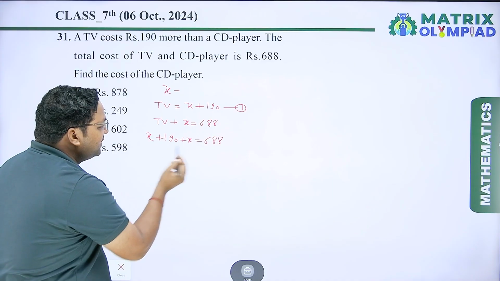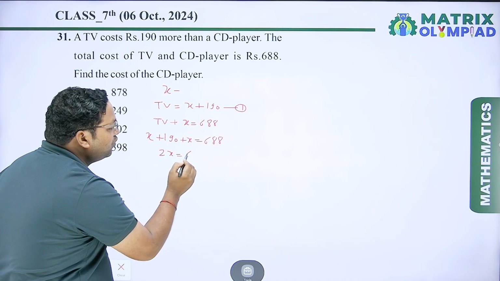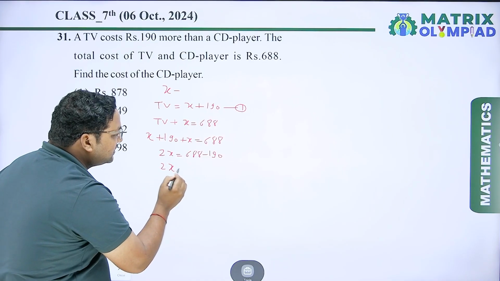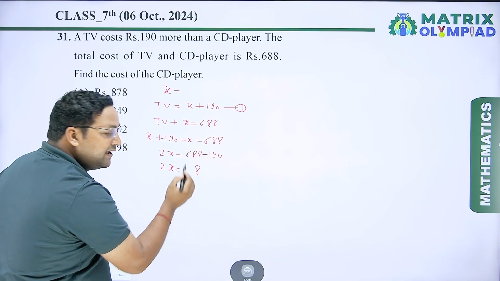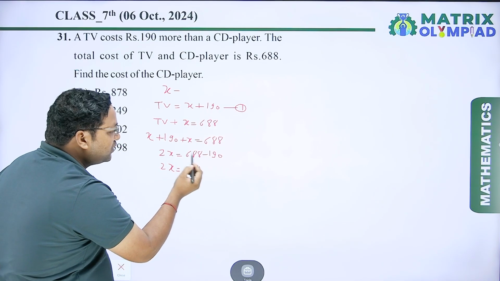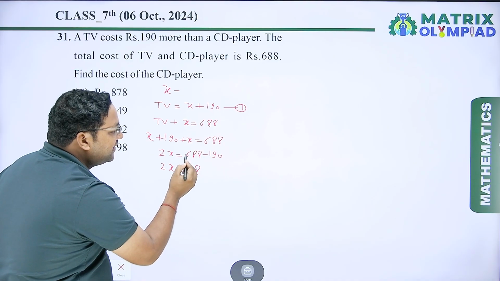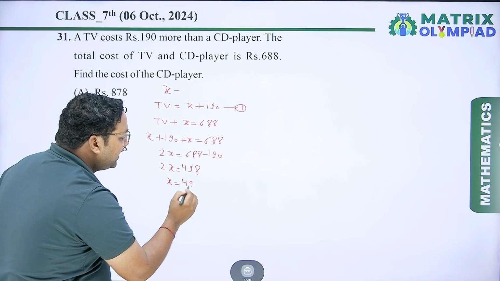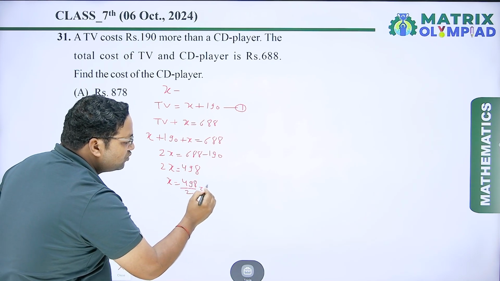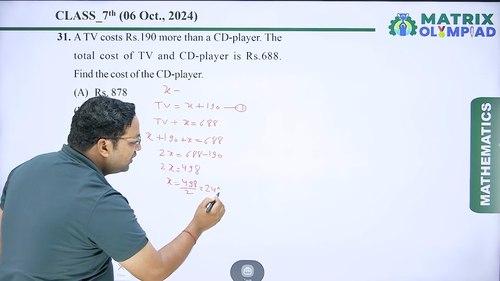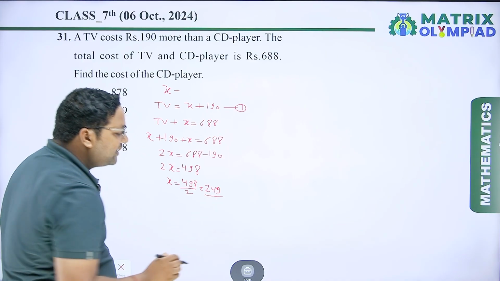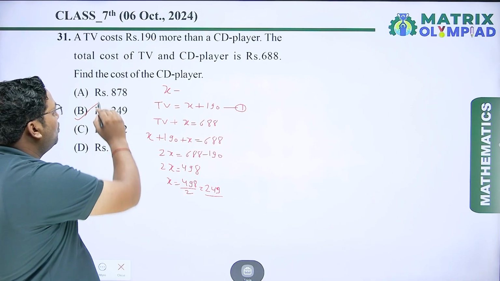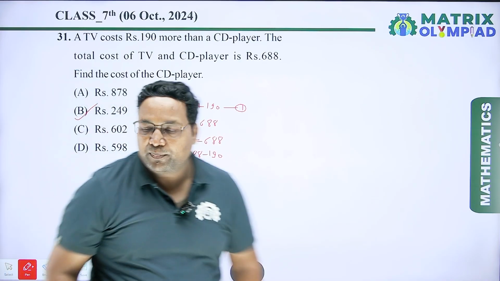So here X plus X is 2X, which is equal to 688 minus 190. So 2X is equal to 8 minus 0 is 8. Here we have to take borrow. So 18 minus 9 is 9. Here is 5, 5 minus 1 is 4. So X is equal to 498 upon 2. That is equals to 2 into 4, 2 4s are 8, 2 9s are 18. So X equal to 249. It means the cost of CD player is 249, which is option number B.